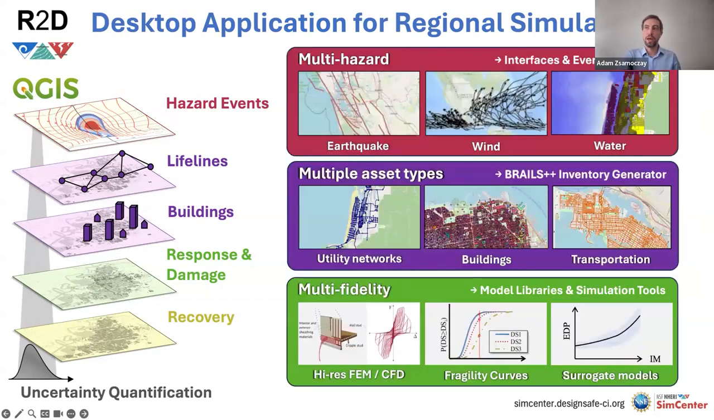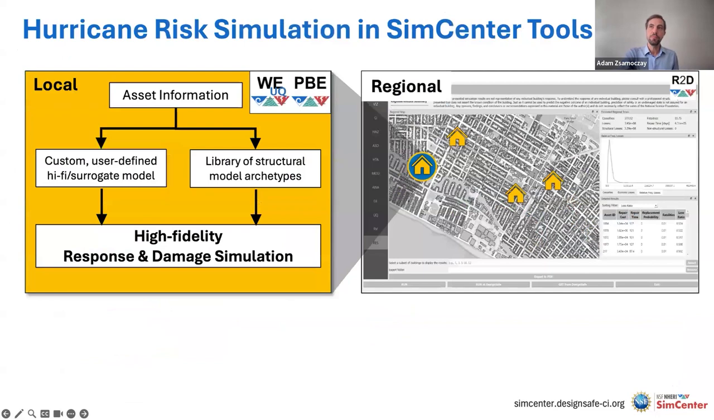R2D supports multiple types of hazards. It supports multiple types of assets, including utility networks, buildings, and transportation networks. And as I mentioned, it supports this multi-fidelity approach to simulating response and damage.